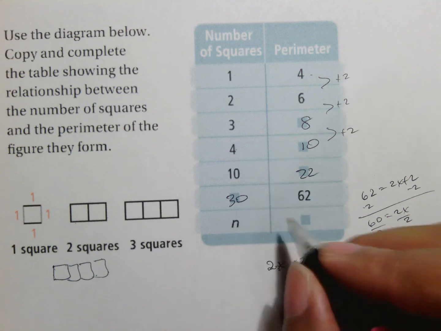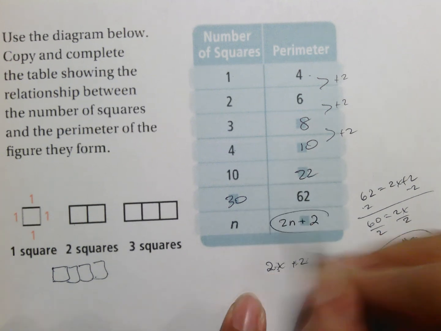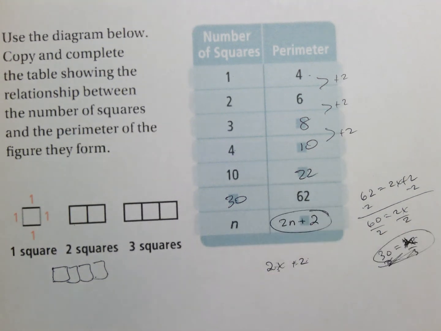And then, of course, is there n? Then you just turn x into an n. 2n plus 2 would be what goes there. So again, if you ever see that question, that's what they're looking for. That's what they want you to be able to do. All right.